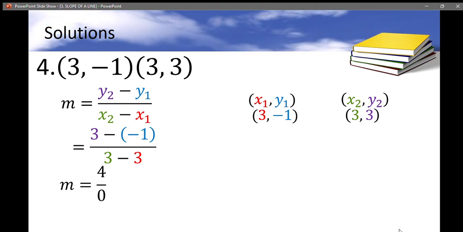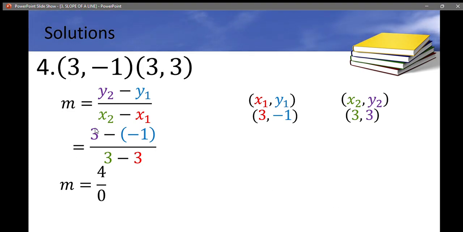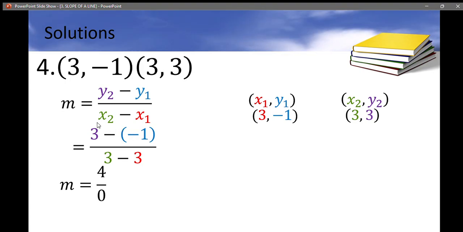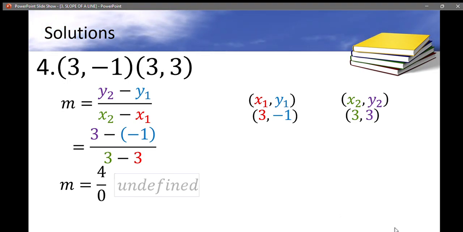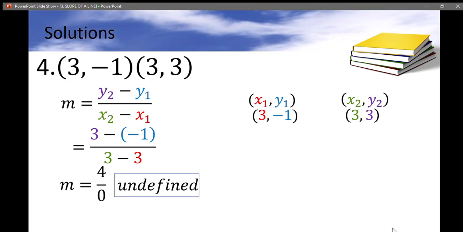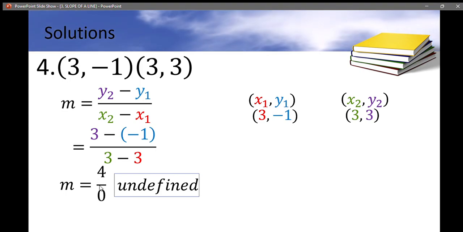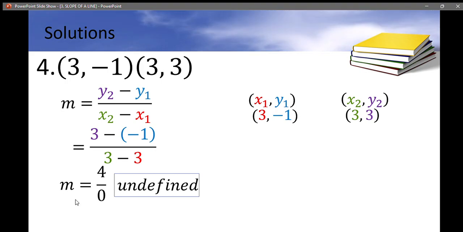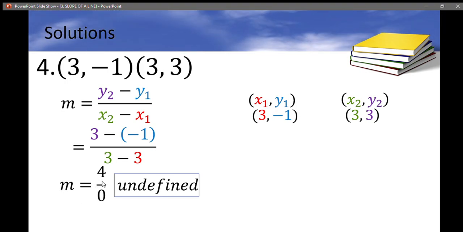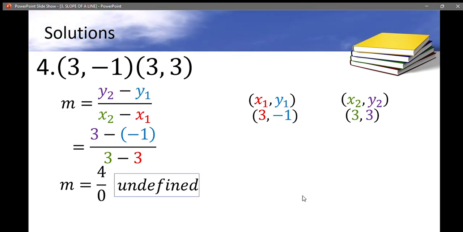Applying the rule of subtraction of integers, 3 minus -1 will become 4. 3 minus 3 will become 0. So our slope here is undefined because we cannot divide 4 by 0. If we get a 0 denominator, it means we have an undefined answer. Our slope here is undefined.